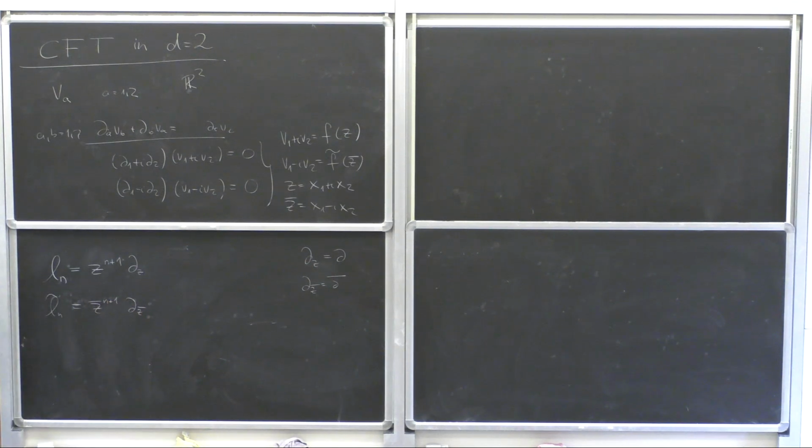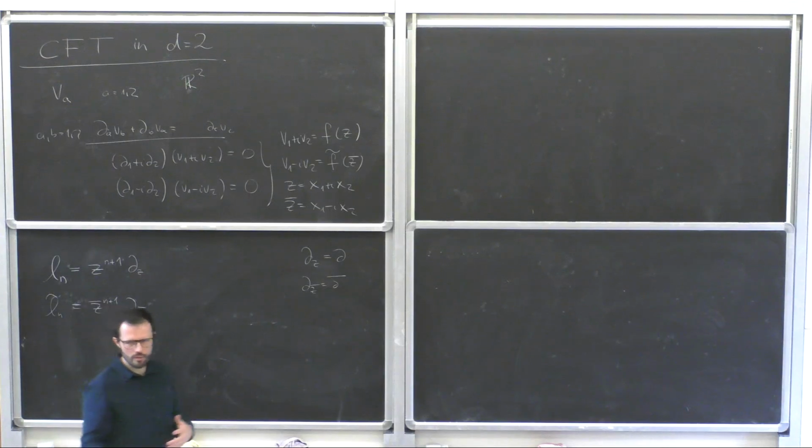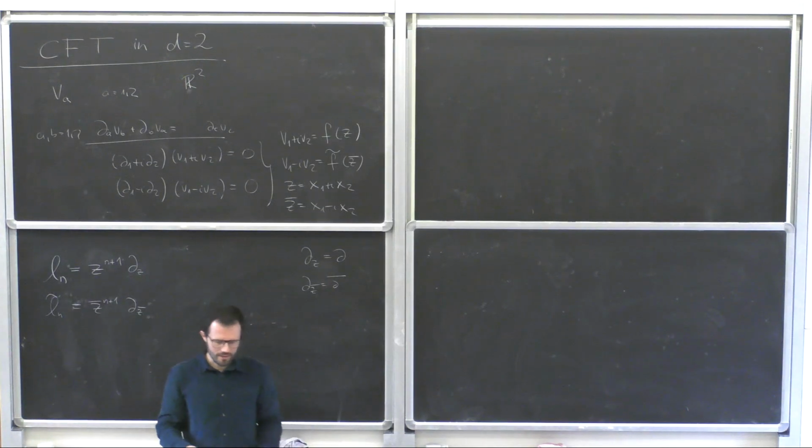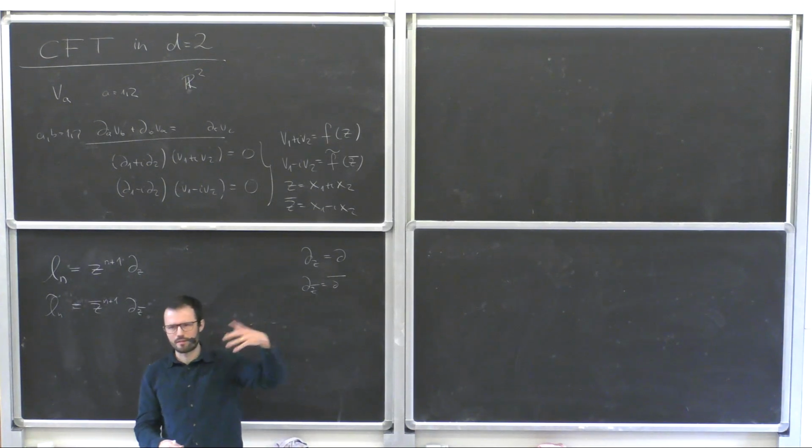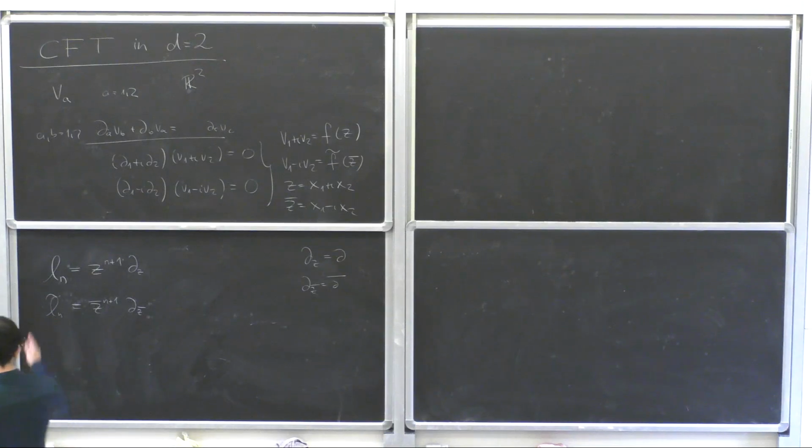This vector field is singular at the origin when n is less than -1. But this doesn't really bother us because we are going to go to the cylinder, and as soon as we go to the cylinder, the cylinder doesn't contain the origin and the infinity. So on the cylinder, both of these vector fields are smooth and have no singularities.